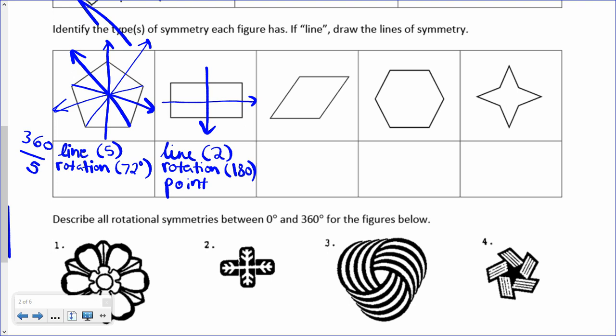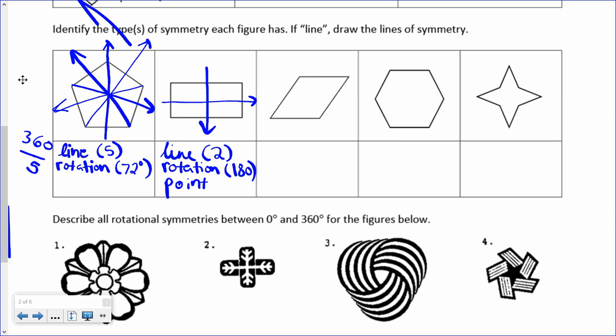Over here, because it is a regular figure, the angle of rotation is 360 divided by the number of vertices, which is 72. How are we going to know if it's regular? You can tell all the sides are the same. This one is very obvious that the sides are not the same.